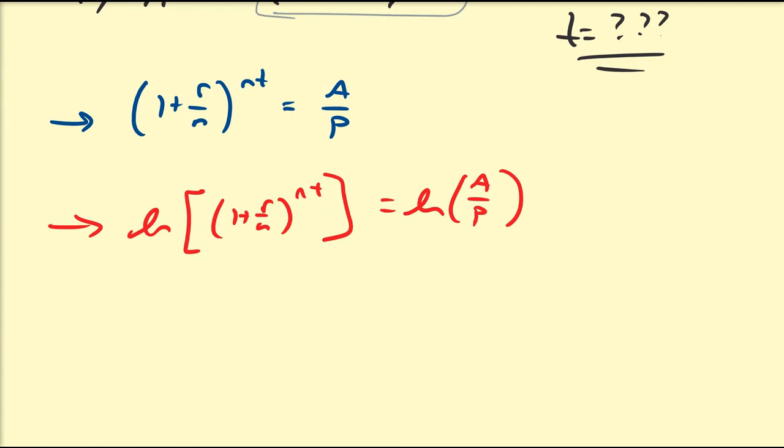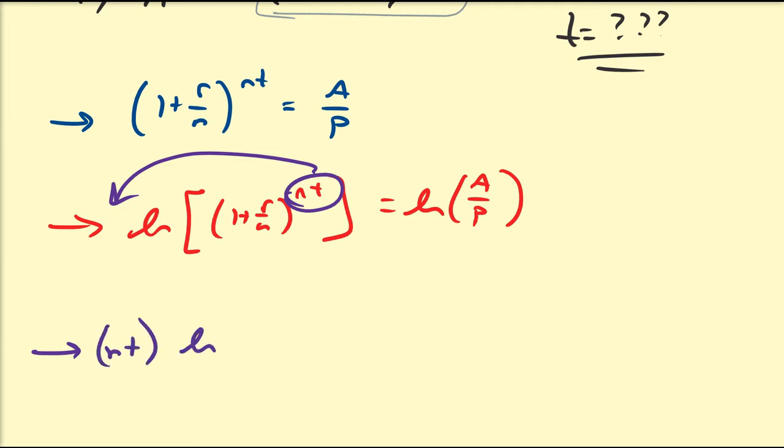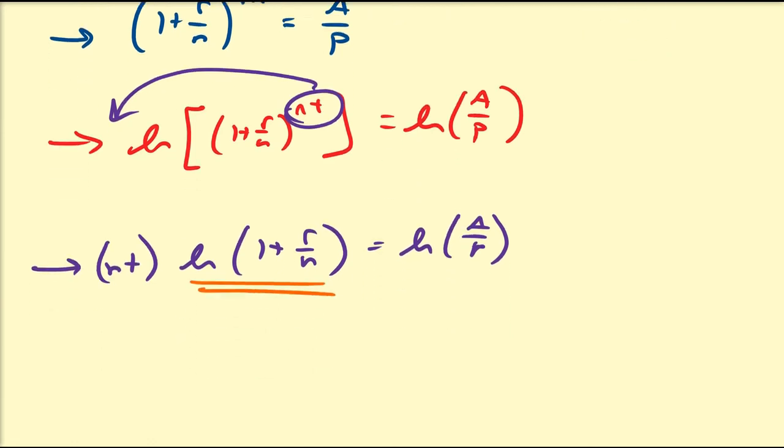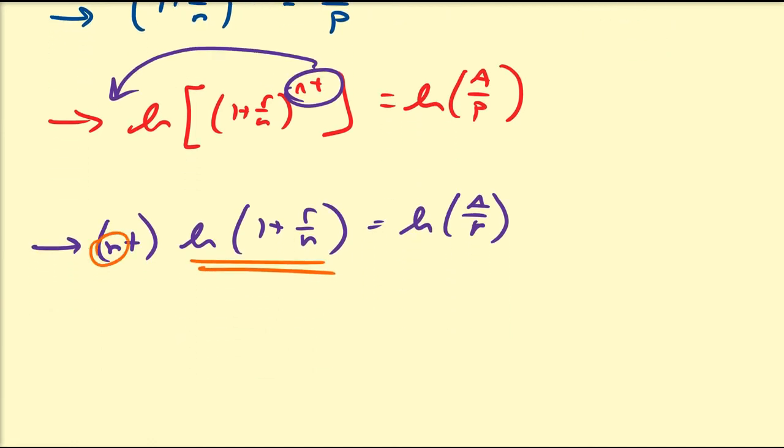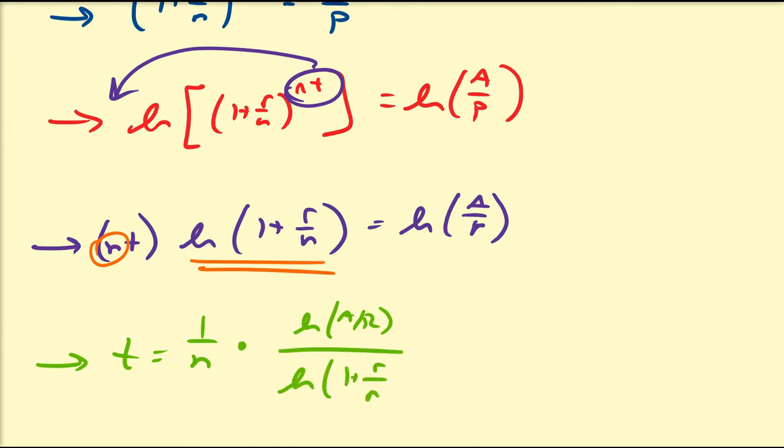Okay, so remember the power rule for logarithms. This nt can actually come down. So that's going to give us nt times the natural log of 1 plus r over n, and that's going to be equal to the natural log of A over P. So we're solving for t, and this term doesn't have any t's in it. And we also have this n hanging out as well. So we can actually divide both sides by n times the natural log of 1 plus r over n to get our value for t. So t is going to be equal to 1 over n times the natural log of A over r, all divided by the natural log of 1 plus r over n, right?